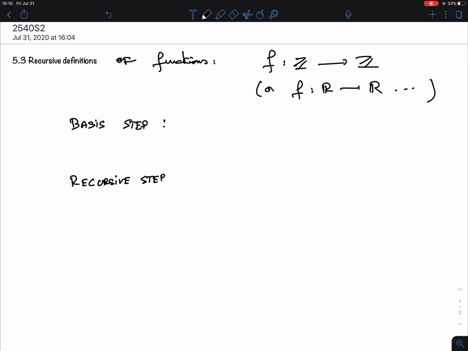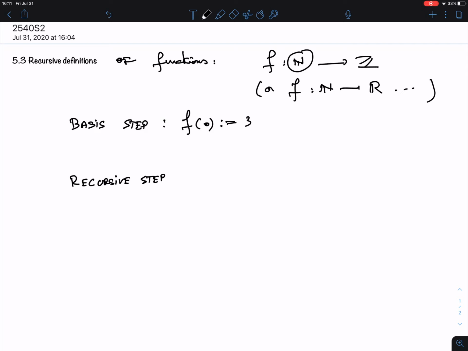Sorry, I realized I made a little bit of a mistake here. Let me back up what I said. What I meant to say is that these are functions that take values in the integers or the real numbers, but they're indexed by natural numbers. I'm sorry, it's always indexed by natural numbers. So in the basis step, normally they start from 0, but they can sometimes start from 1 or 2 or 3. Let's assume that we start from 0 and we say f(0) is equal to 3.